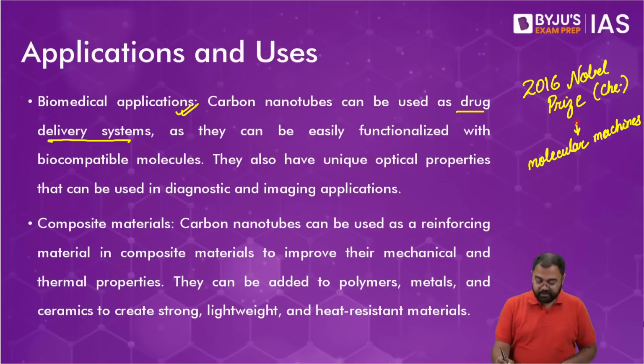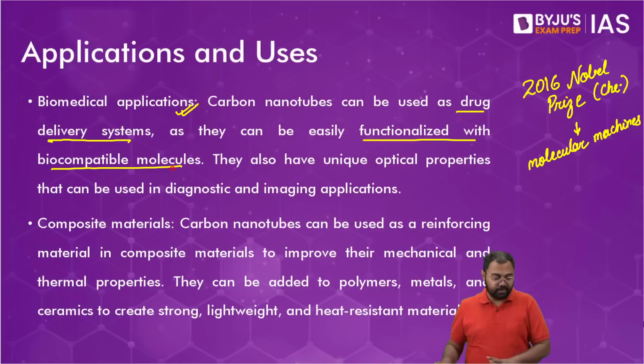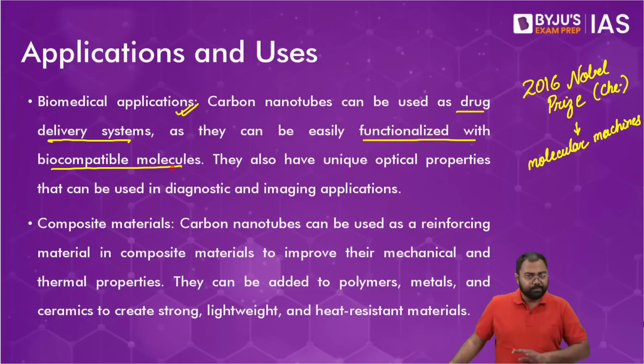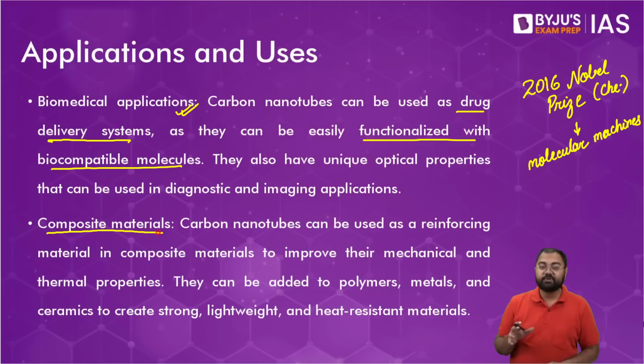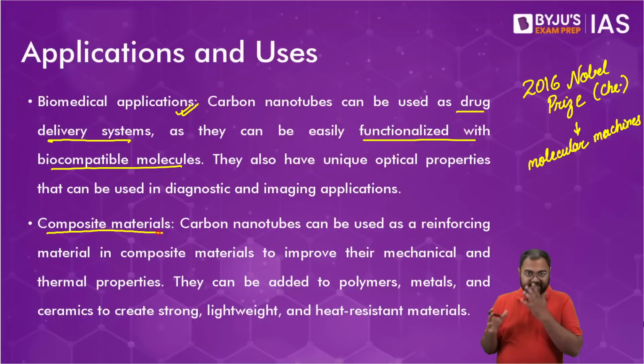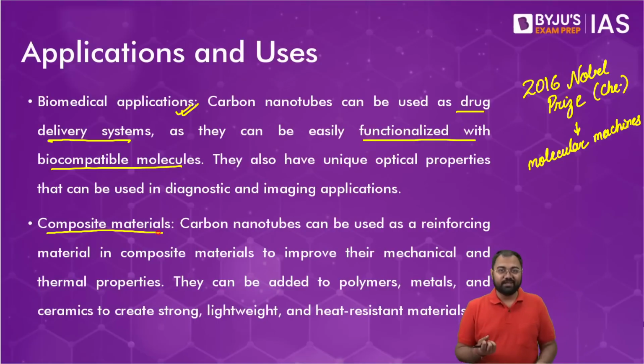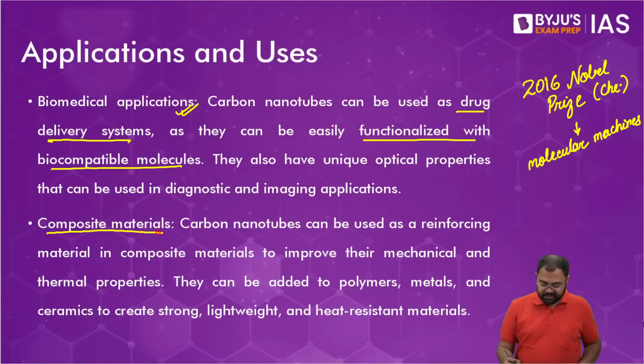And they can be functionalized with biocompatible molecules. They can very easily be here and they will not become poisonous or anything for the body. So that's why they can be used. Similarly, they can also be used in making composite materials. Now, they can do that because of their strength and their thermal properties, that they have high thermal resistance, and at the same time they have very high strength. So that's why they can be mixed with materials to make stronger materials.